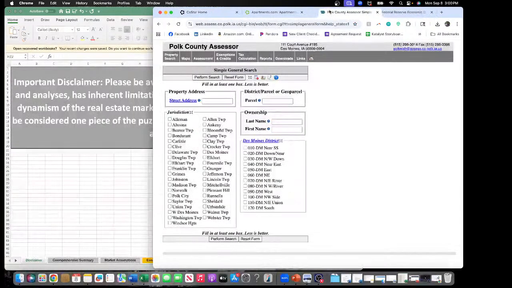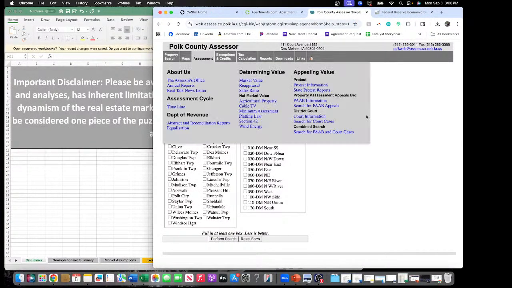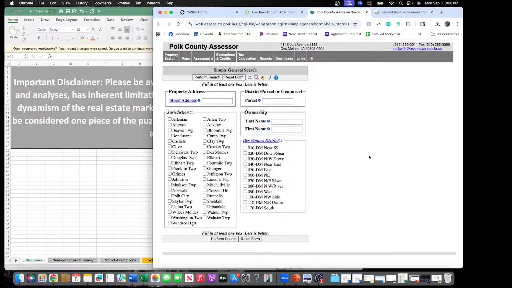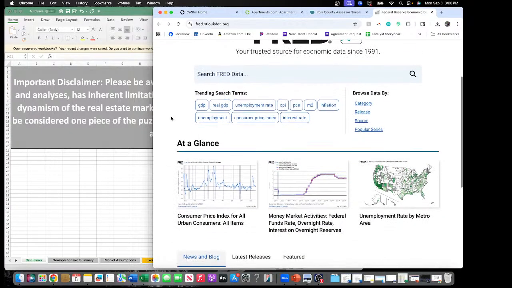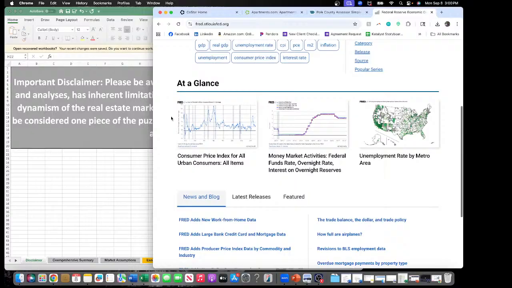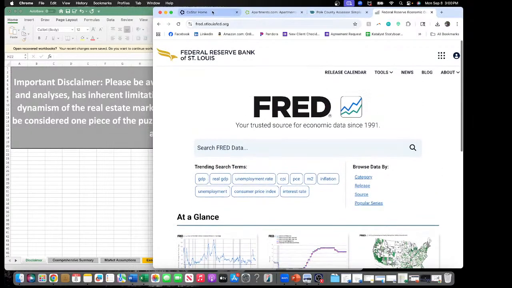Some other great sources of information: we have the Polk County Assessor site. If you don't know how to access the assessor sites and recorder sites for your local area, that's really great information on how to access deal flows in certain deals. And then another great source of information that I use a lot is FRED, which is the Federal Reserve Bank of St. Louis. Really a lot of good information that we can use to underwrite markets. We're going to talk about that a little bit in the opening as well.